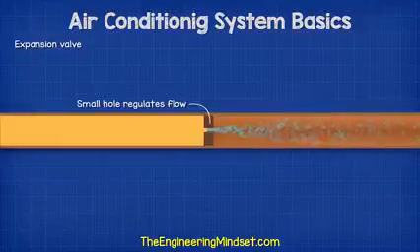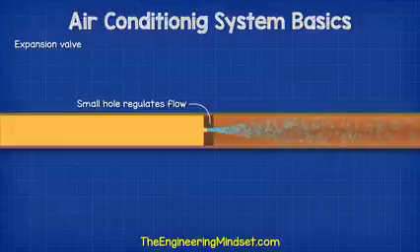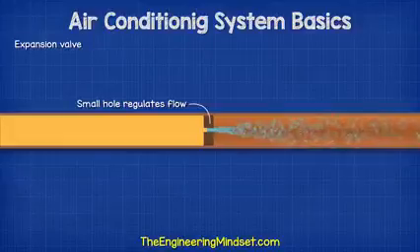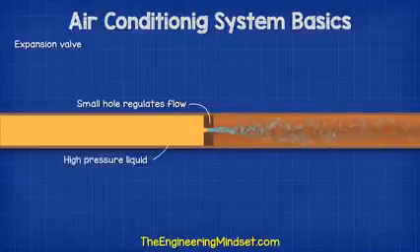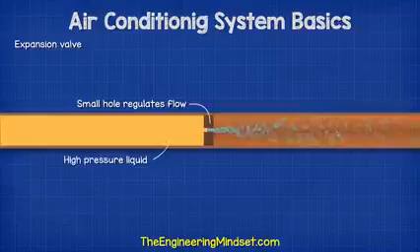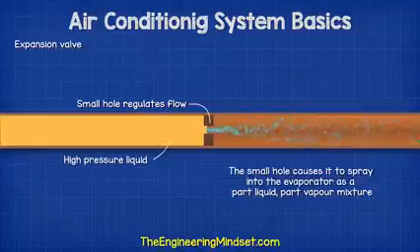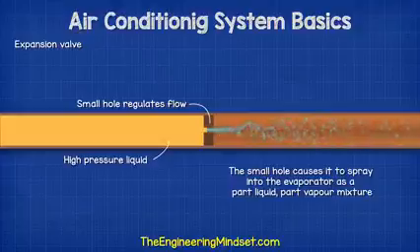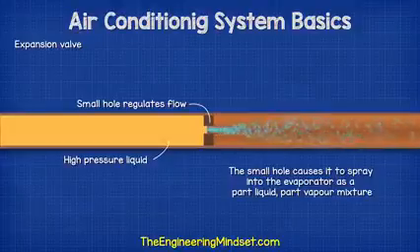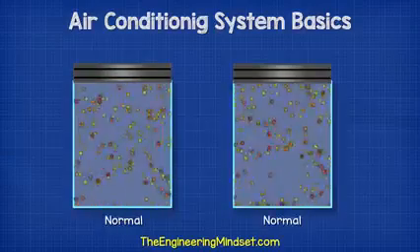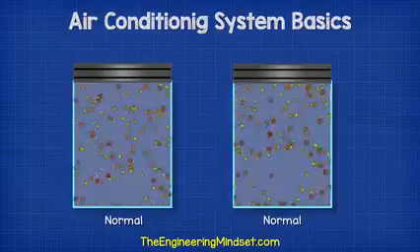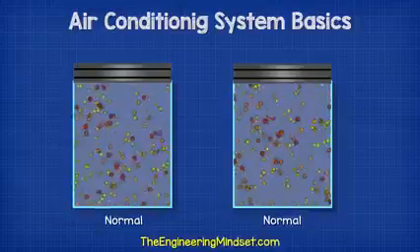The expansion valve regulates the refrigerant by only allowing it to pass through a small hole. This creates a large pressure difference across the valve. One side is the high pressure liquid, the other side is almost empty. The small hole causes it to almost spray into the evaporator as a part liquid, part vapor mixture. The refrigerant will expand to try and fill the empty space on the other side, and this will cause it to drop in pressure as well as temperature.